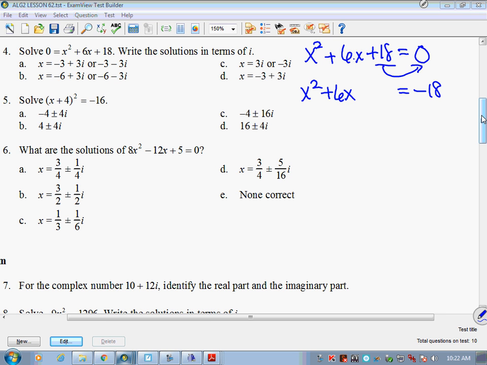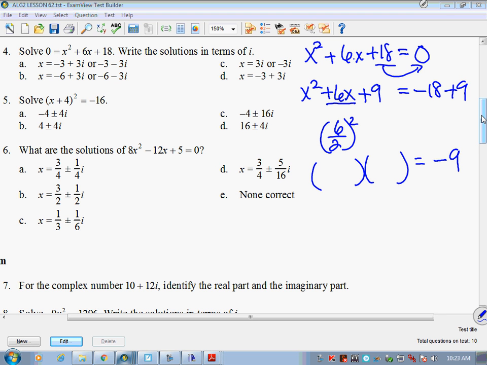All right, then I'm going to take this term, bring it down here, divide it by 2 and square it. What is 6 divided by 2? 3. What's 3 times 3? All right, so then I'm going to take that 9 and put it here and there. Okay, then I'm going to get this.